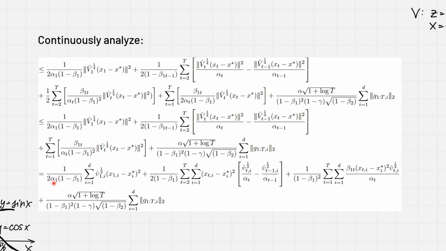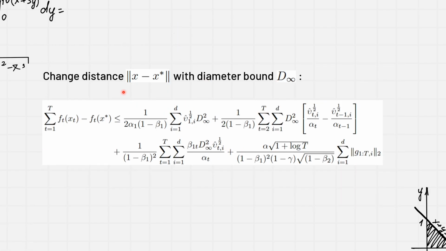And in the last equality, we change the representation to the value of each dimension of epsilon t hat. So here, and here, and here, have the summation of i from 1 to d. Next, we use the diameter as the upper bound of the distance x minus x star, and change the distance with the diameter bound D infinity. Here is the inequality after the change.